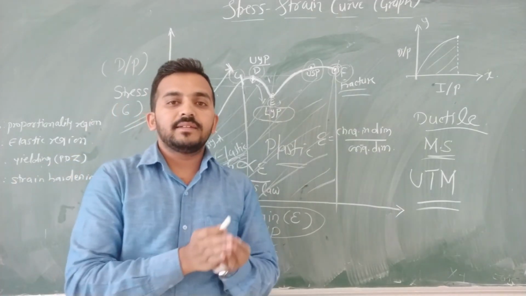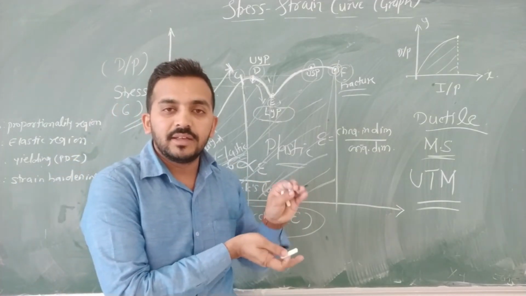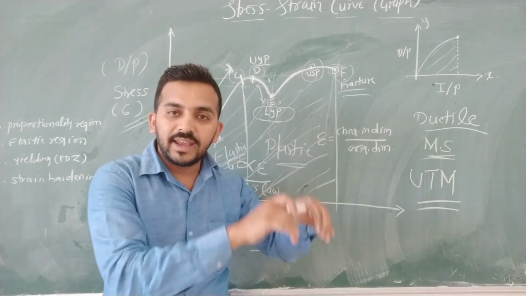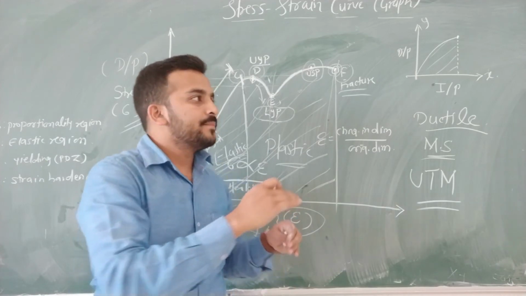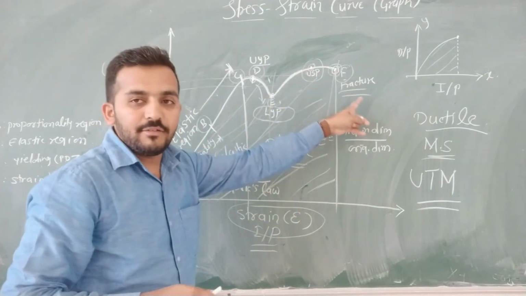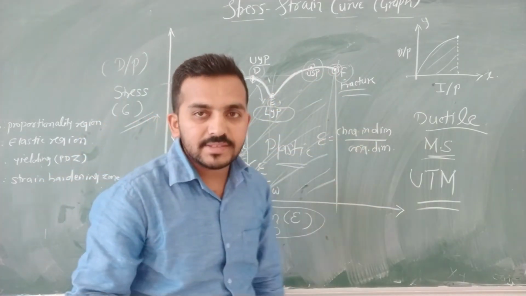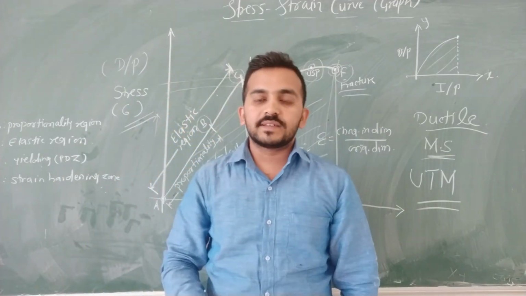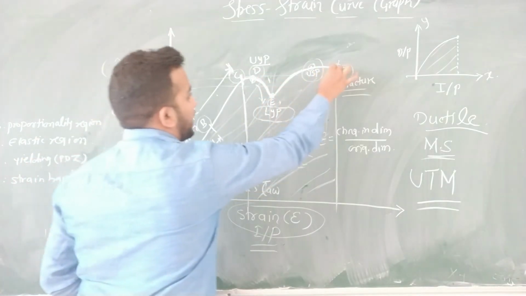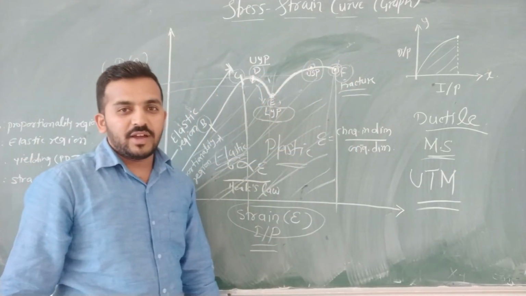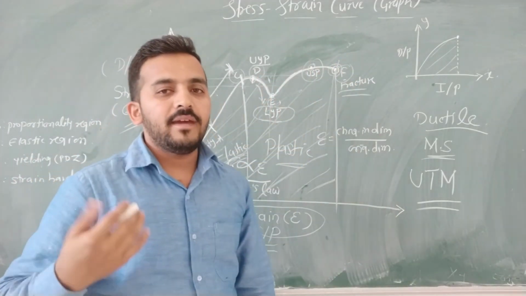Now we have studied this entire curve. We have seen that initially there is the proportional region, the elastic region, then yielding happens. Yielding means the start of plastic deformation. Yielding happens, then strain hardening, and then fracture. But what is the output of this curve? The output of this curve is to calculate the toughness of a component or of a material.